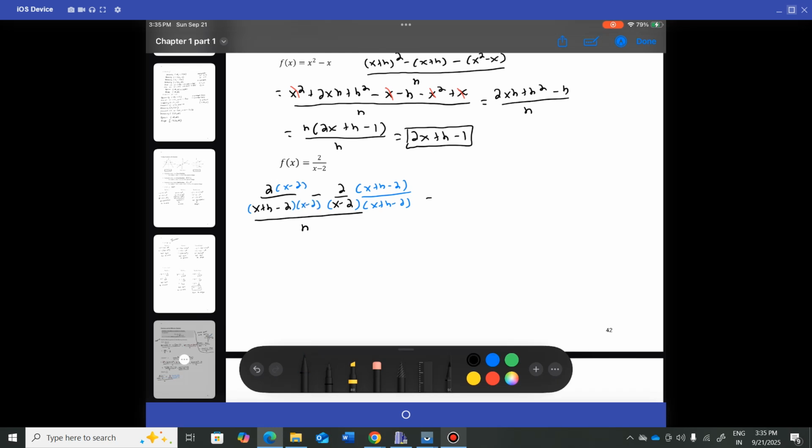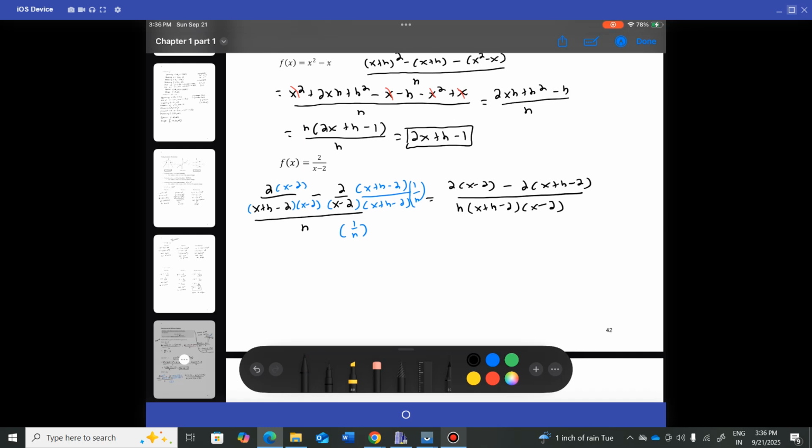Okay. So what we have on top, we have 2 times x minus 2 minus 2 times x plus h minus 2. Denominator here, we have x plus h minus 2 times x minus 2. And then that h in that denominator actually will end up on the bottom here as well. If you don't believe me, you can multiply top and bottom by 1 over h, and you'll see that it ends up on the bottom.